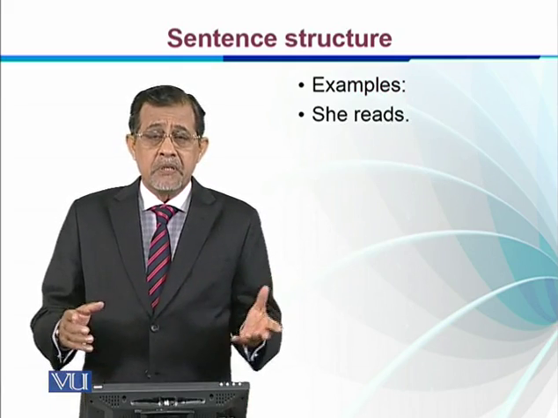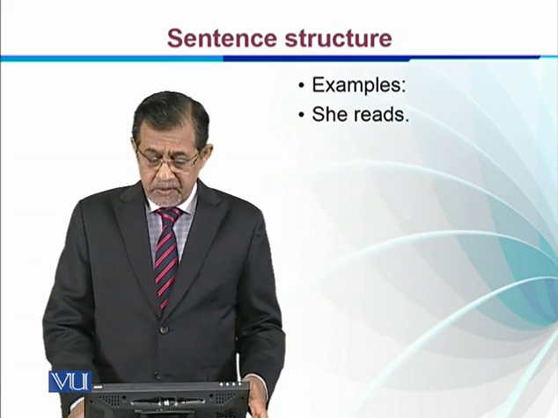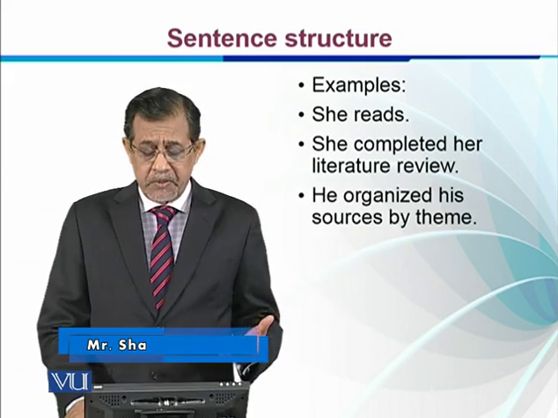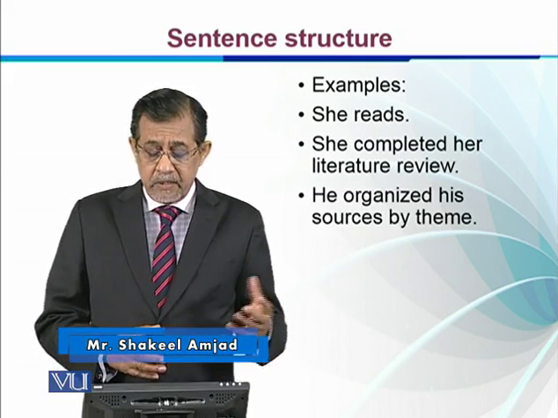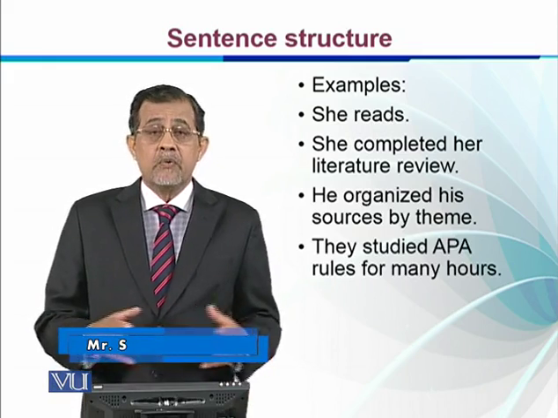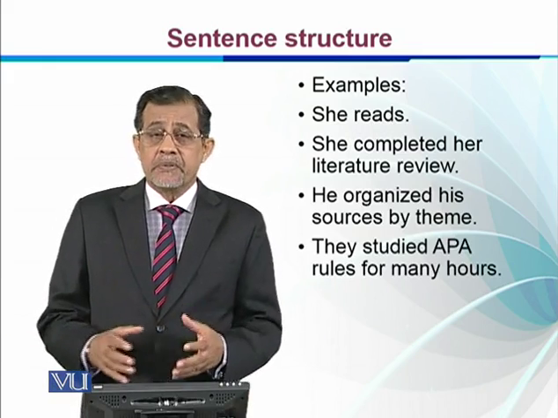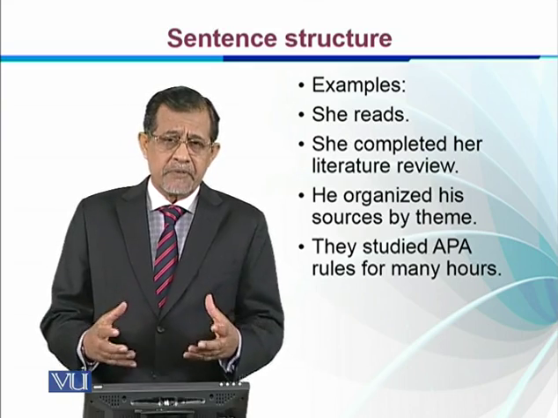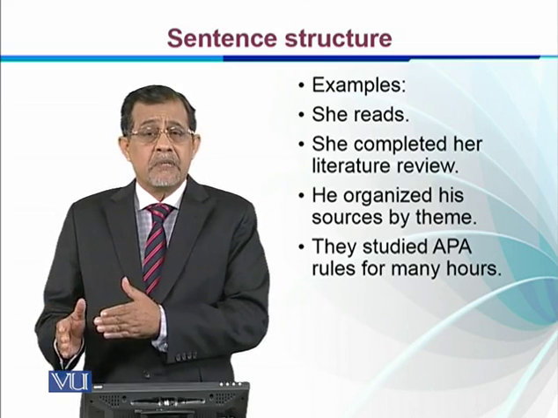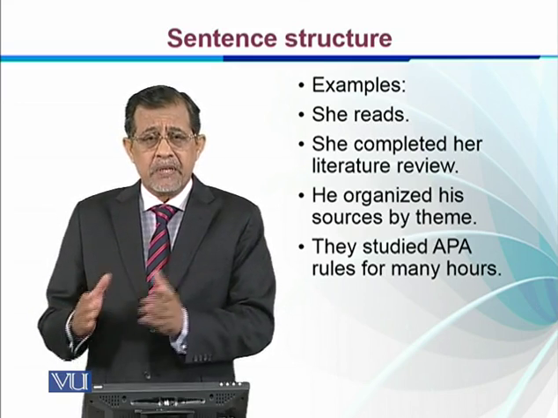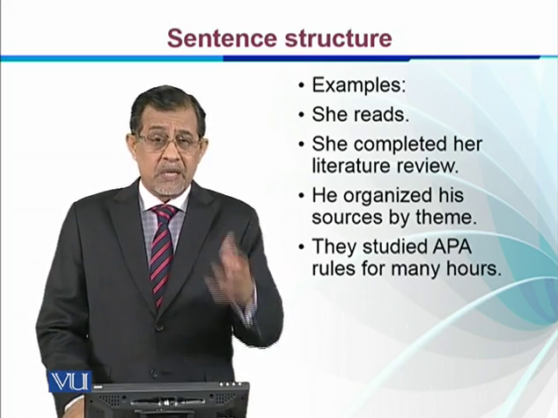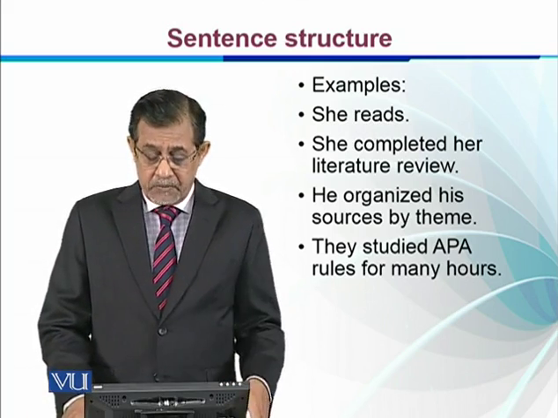The example is: she reads. So it's a simple sentence. She completed her literature review. A simple sentence. He organized his sources by theme. A simple sentence. They studied APA rules for many hours. So all these are examples of simple sentences: subject, predicate, a simple verb. Then it can have an object. It can have other modifiers. We'll see what other modifiers are possible.